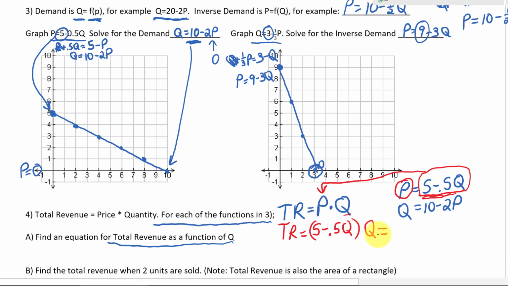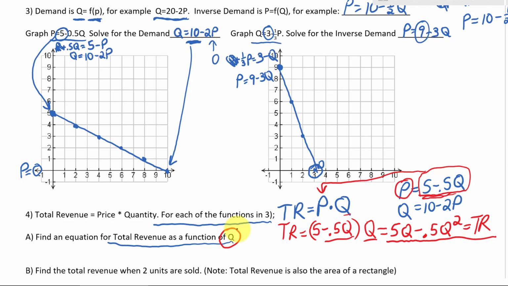Okay, times Q. What does that give us? Multiply through with a Q right here. So 5Q minus 0.5Q times Q, minus 0.5Q squared. And that equals total revenue. Well, hey, look, there's a function of Q that tells us total revenue. Well, you're probably a bit uneasy with this, right? This is weird, what we're doing. Let's double check it. Let's just pick a couple of points over here on this demand curve and calculate the total revenue and make sure this function is doing what we think it should do.